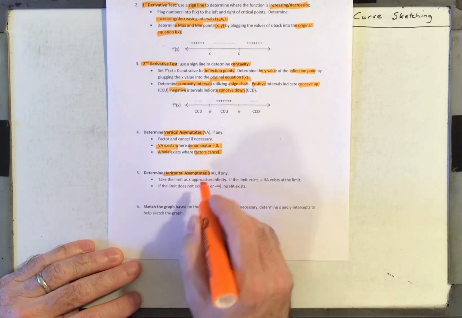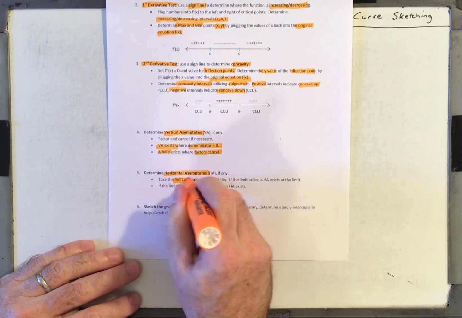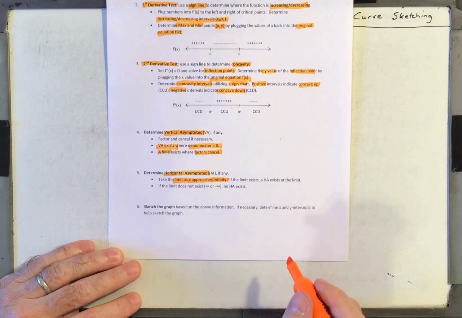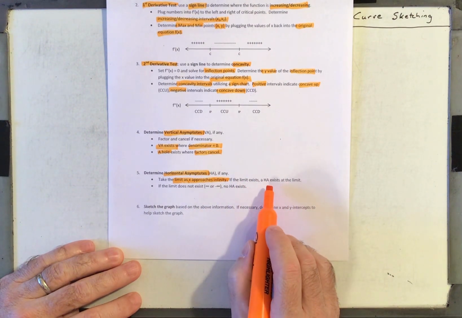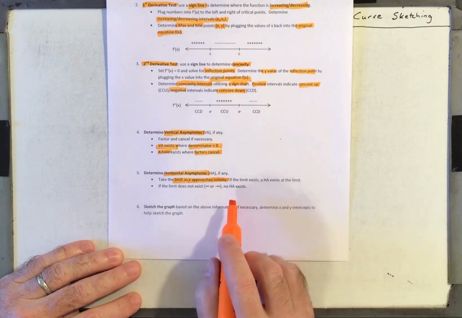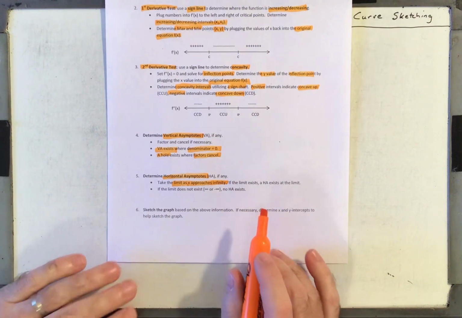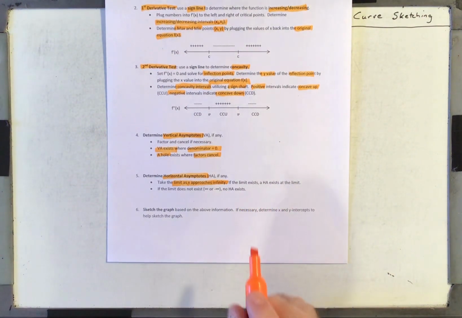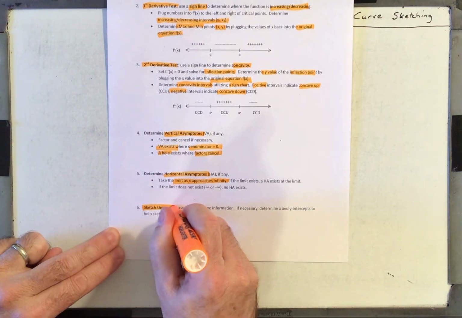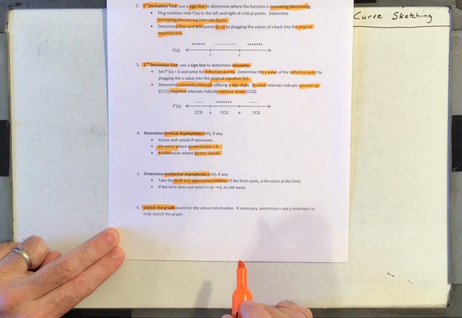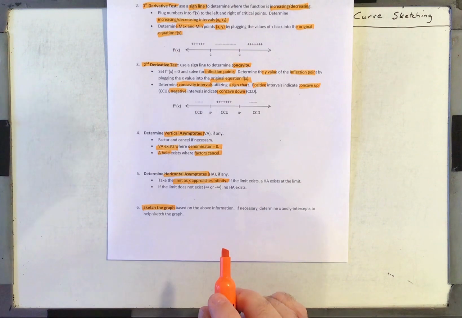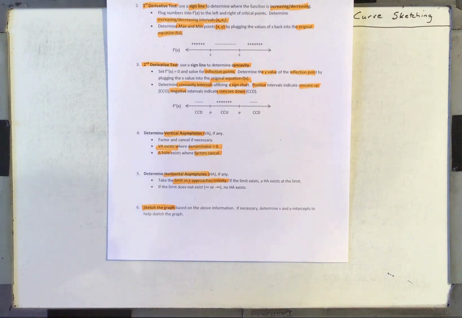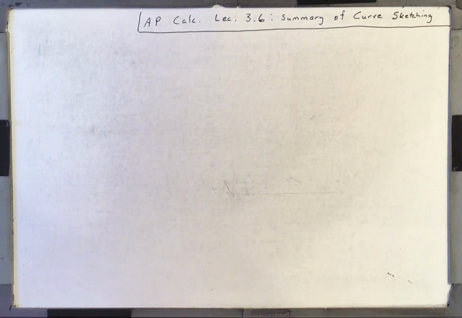All right, we take the limit as x approaches infinity. And if the limit exists, the horizontal asymptote exists. If it doesn't exist, no HA. And you know, we can use that test of where the top wins, the bottom wins, or it's a tie in terms of the highest power. And then the last thing we do is sketch the graph based on the above information. And you do not get a graphing calculator on the test. So you want to do this without using a graphing calculator. You'll only get just a standard calculator.